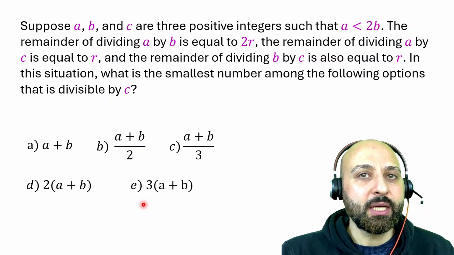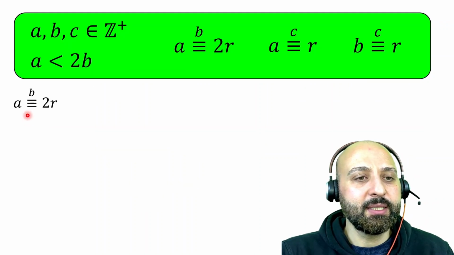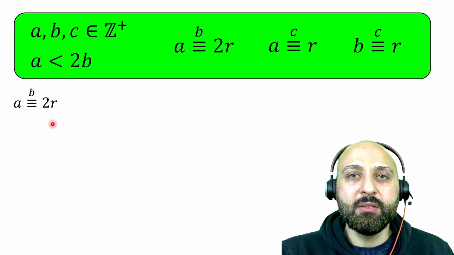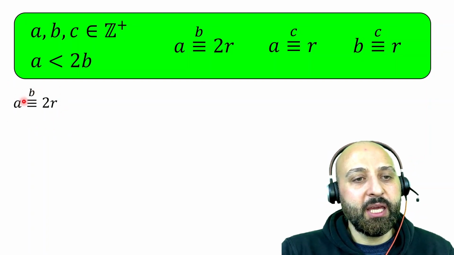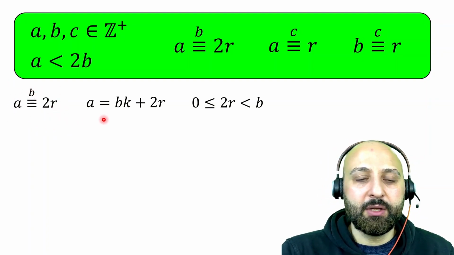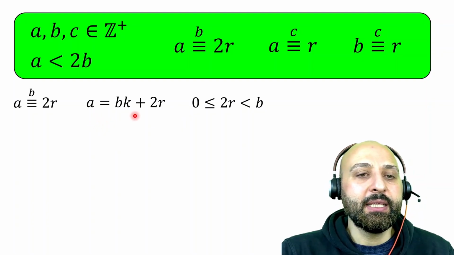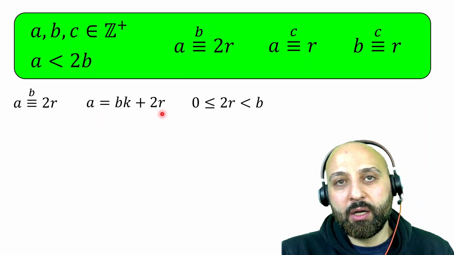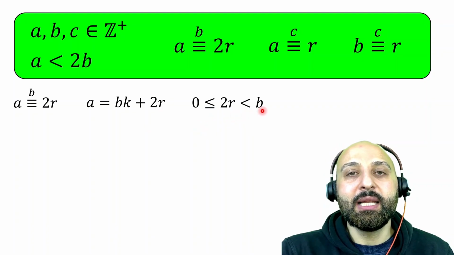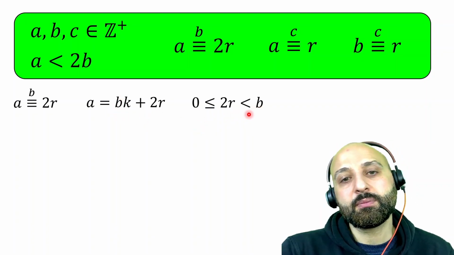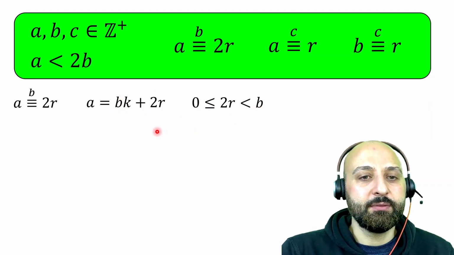All right, let us look at the exercise. The exercise says that if we divide a by b, the remainder is 2r. In this case, I wrote it as a modulo b is equal to 2r, but we can also write it in this format: a is equal to b times k plus 2r. And we know that this remainder has to be larger or equal to 0 and less than b. Okay, so we have this information.